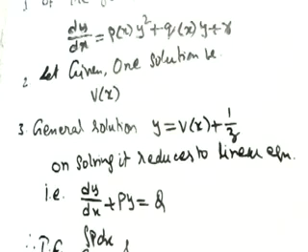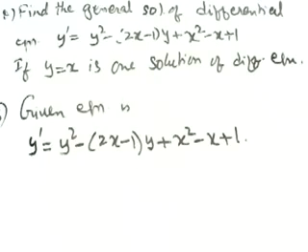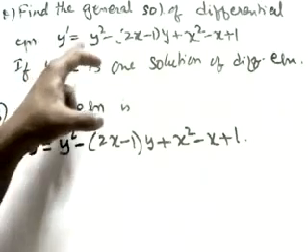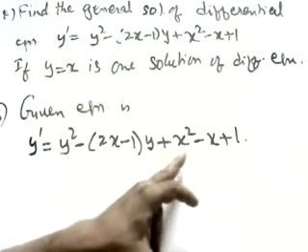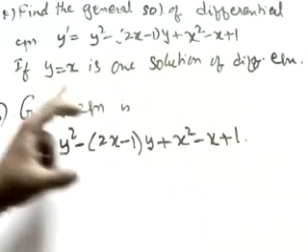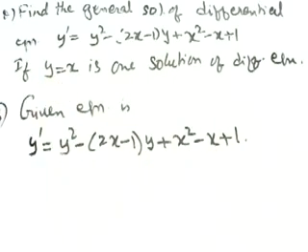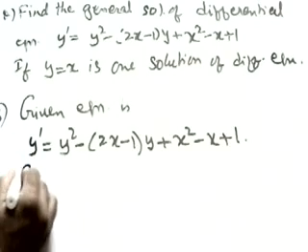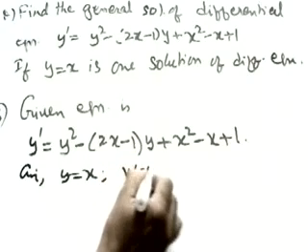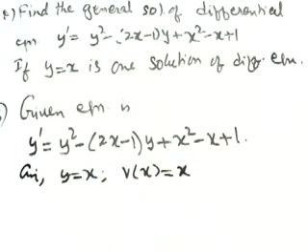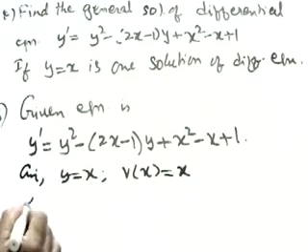Let me do one question based on this. See here the next question. Find the general solution of the differential equation y dash equals y square minus 2x minus 1 into y plus x square minus x plus 1. One solution given is y equals x. Let me take this as v of x. V of x equals x.